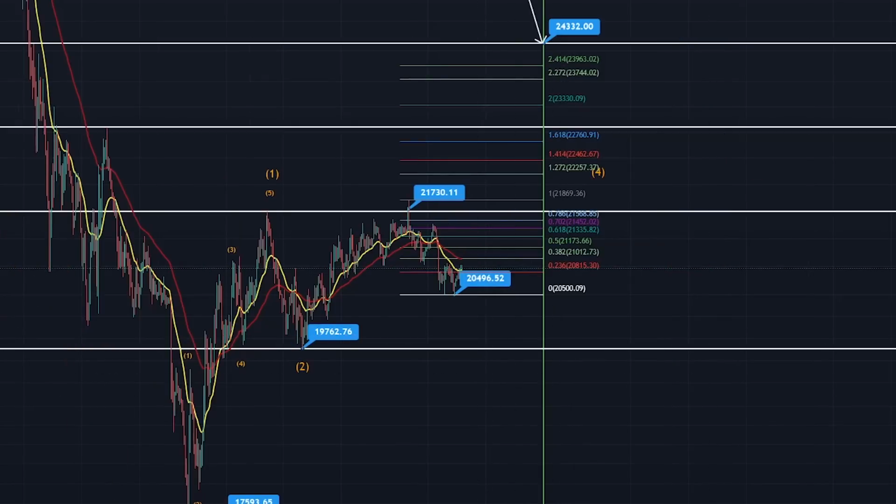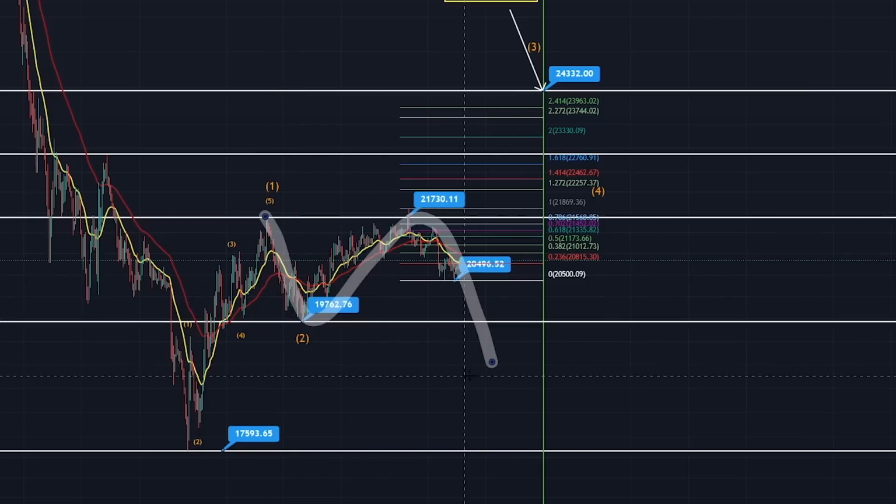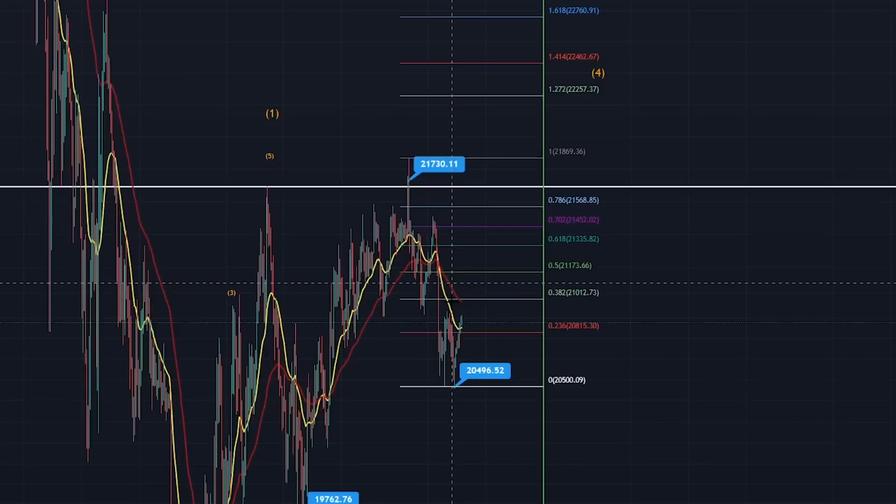So obviously there's zero guarantees, because you could still be in a wave 2 here. This is an A, this is a B, and then you're looking at a C leg, an expanded flat correction right there, and I'll give you a target down there if you start to see Bitcoin lose that. So what am I doing?